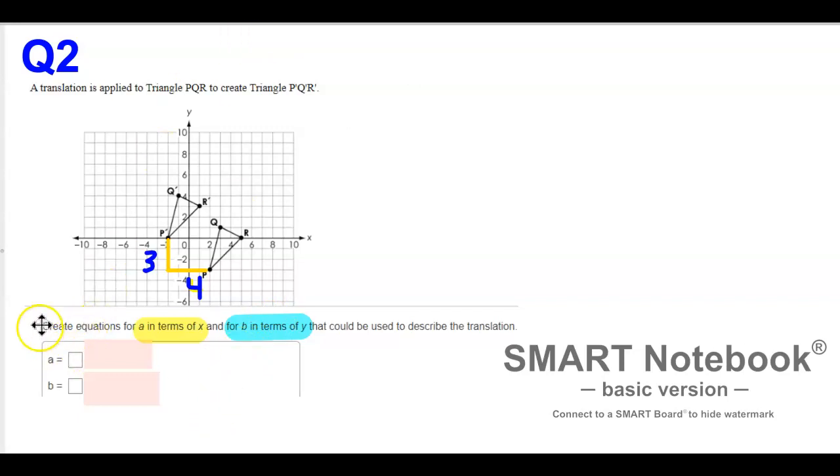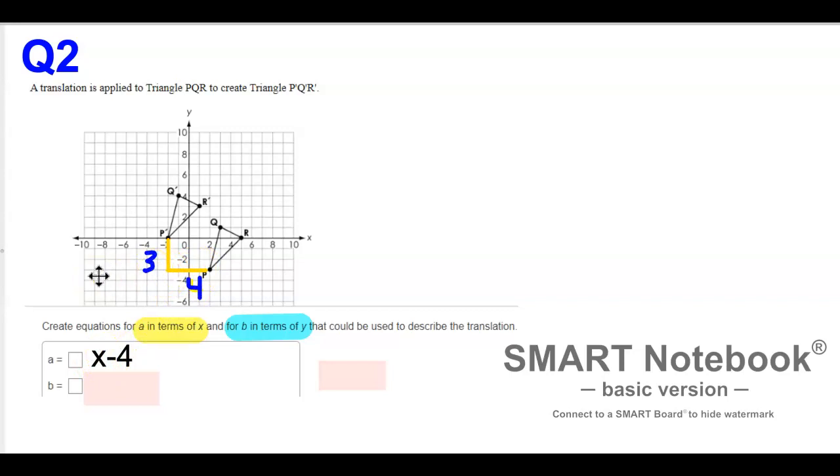So when it says create equations for A in terms of X, that means in your answer you need an X. So you need to say A equals X. That means you're taking your X coordinate of each point on the triangle and you're doing what to it? In this case, we're taking each X coordinate and we're moving it left 4. So A is going to equal X minus 4. This equation is telling us to find the new coordinates, the P prime, Q prime, R prime, take your original X coordinate and subtract 4.